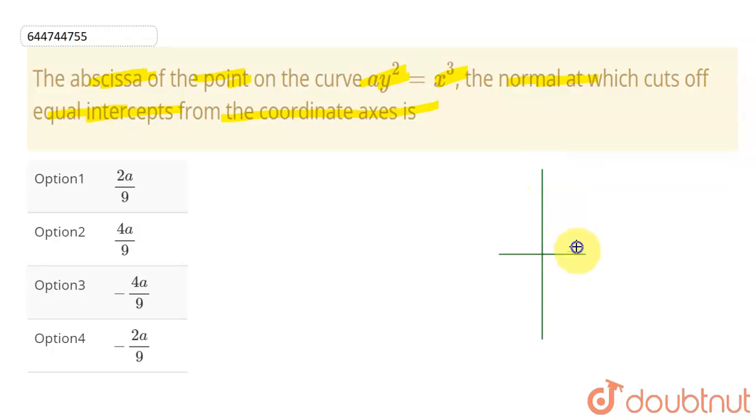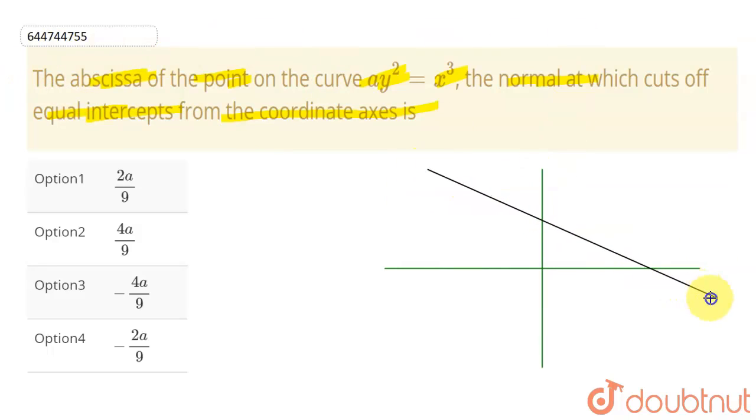Let's say this is my coordinate axis. The normal will look something like this. Let me draw the normal. It has equal intercepts on the axes, so these two intercepts are equal. This point will be 0 comma c, and this point will be c comma 0. And this is normal to the curve.